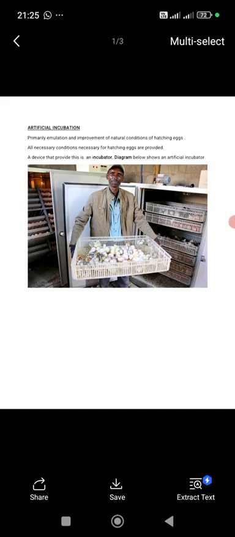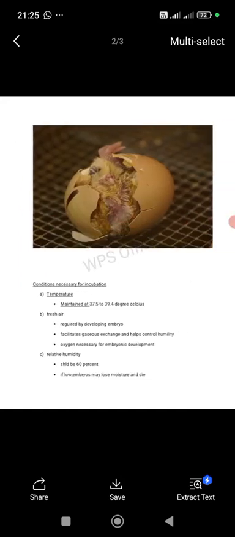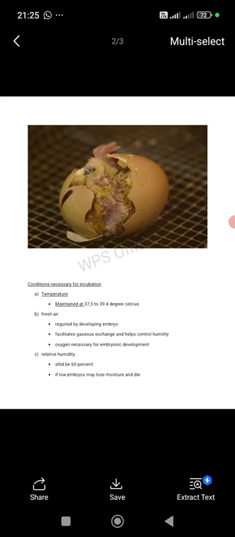That is an incubator. And so let us move to conditions necessary for artificial incubation. You can also see a chick which has been laid there in the incubator. So number one is temperature.